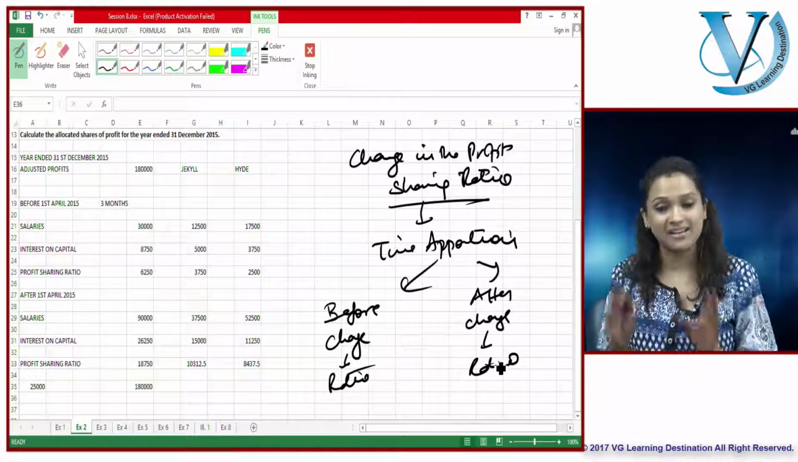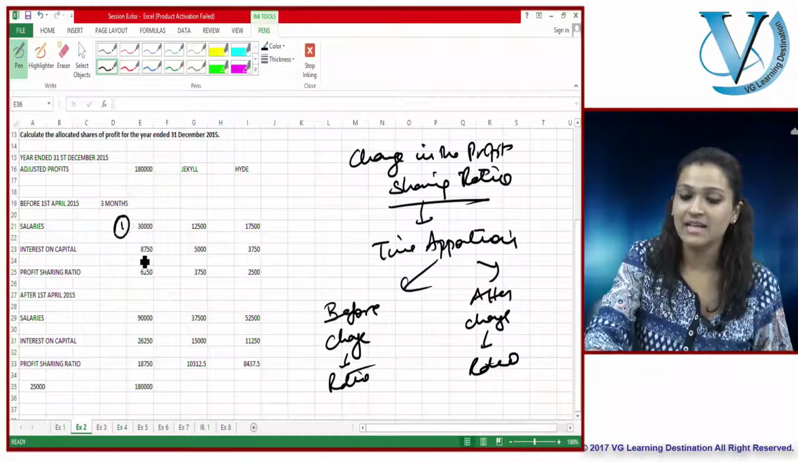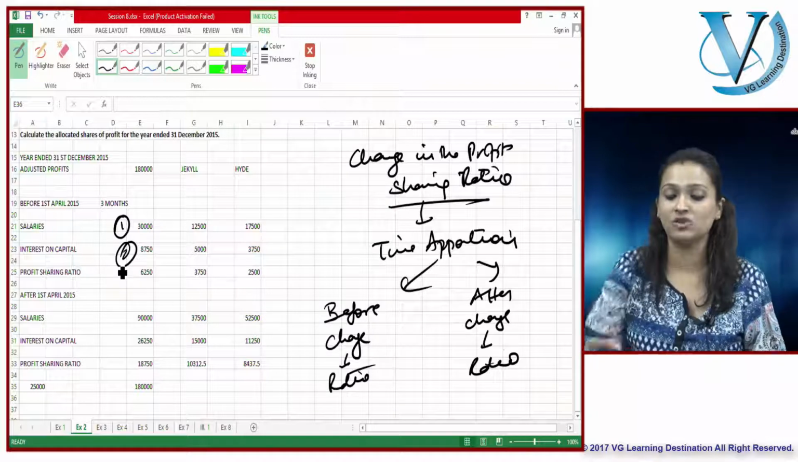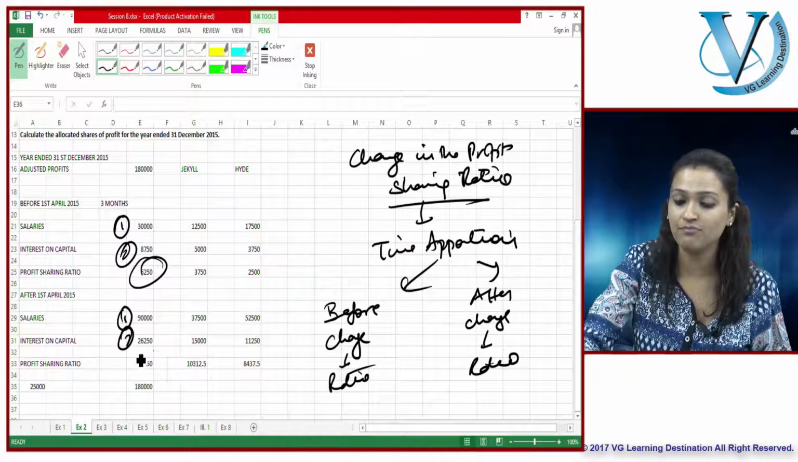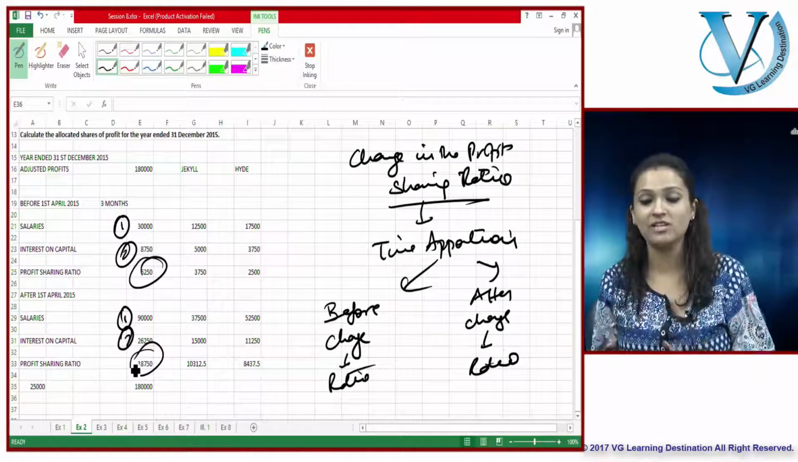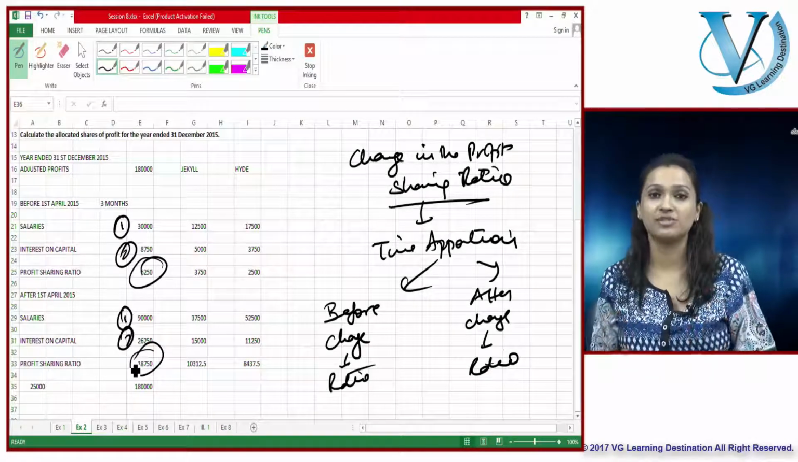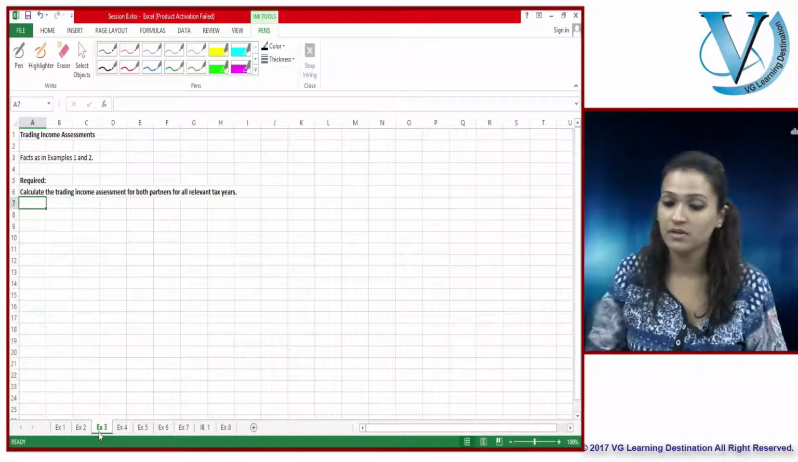The rule still remains the same. What we do, we first give away salaries. We give away interest on capital, so salaries and then interest on capital. And on the remaining profits, we split the remaining profits in the profit sharing ratio and we time apportion them accordingly. Let's have a look at another example.